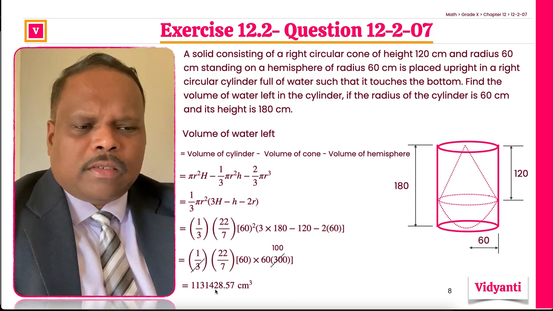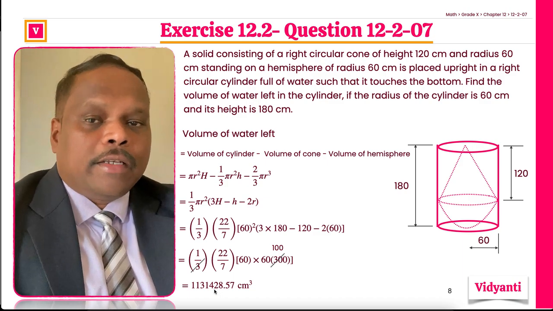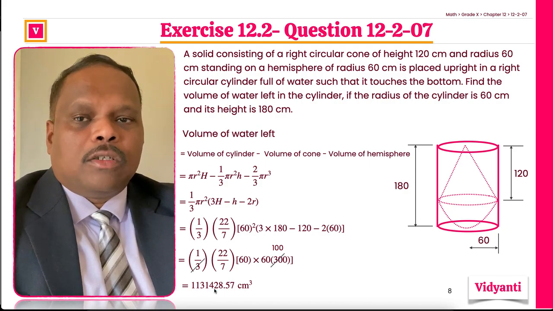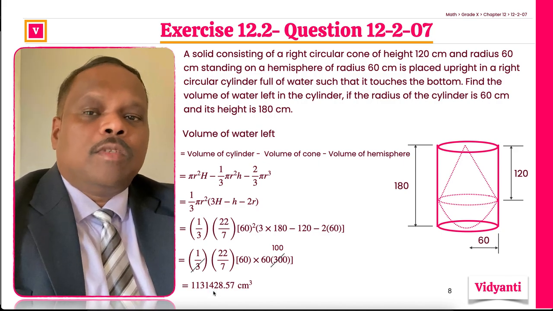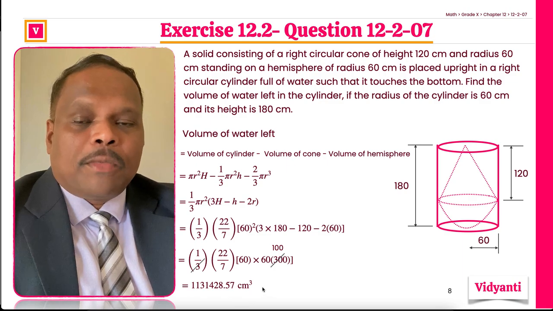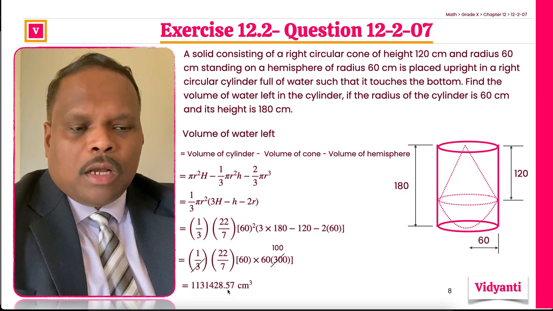Now this is a very large number. If you want to convert that into meter cube, remember 1 meter is equal to 100 centimeter. So 1 meter is 10 to the power 2 centimeter. So 1 meter cube is 10 to the power 2 times 10 to the power 2 times 10 to the power 2. That is 10 to the power 6 centimeter cube. So once I want to convert this centimeter cube into meter cube, I have to shift the decimal point towards the left 6 places. So 3 places and 3 more places.